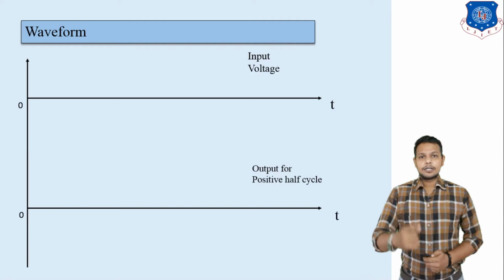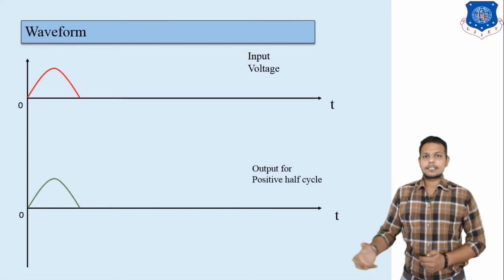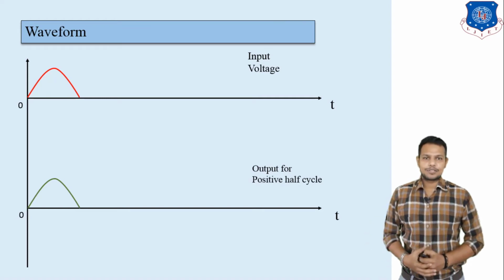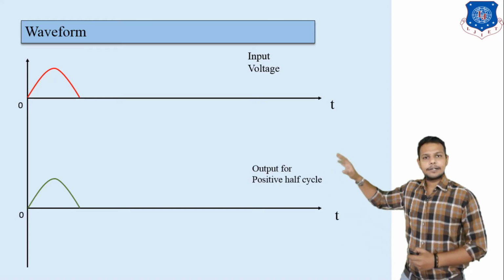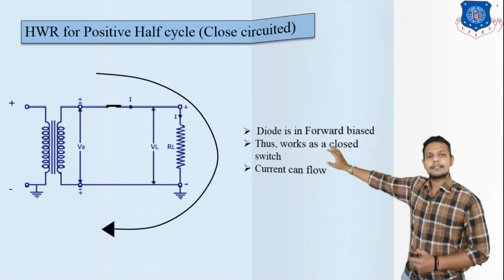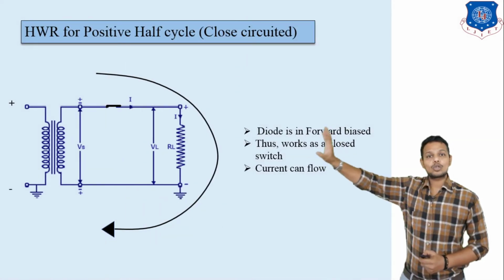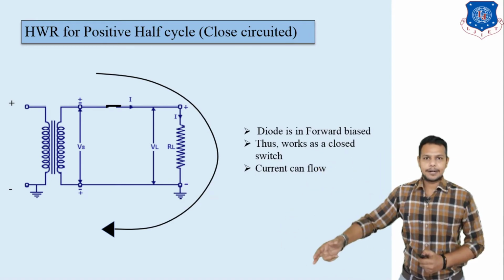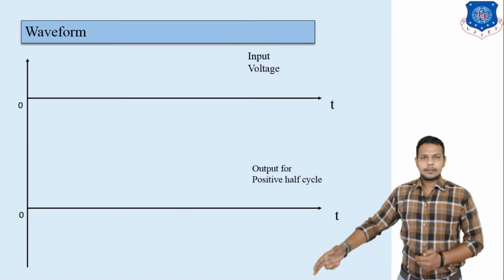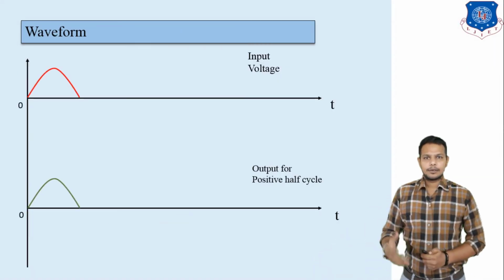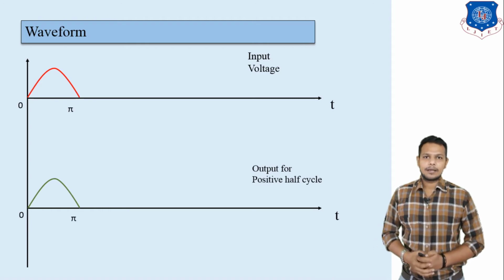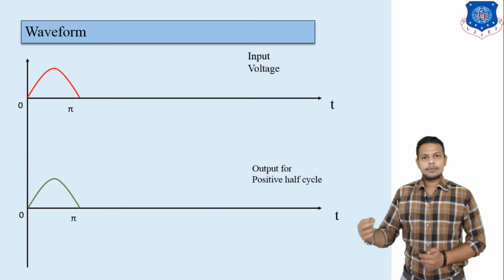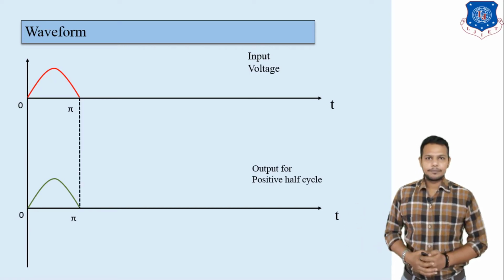If we enter a positive waveform like this, we will get a similar one at the output side, because in this circuit diagram it works as a closed switch. That means current always flows from plus to minus in this circuit diagram. So we will get the same as the input: 0 to pi, and we will get the same output, 0 to pi.